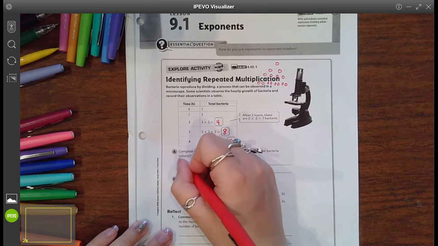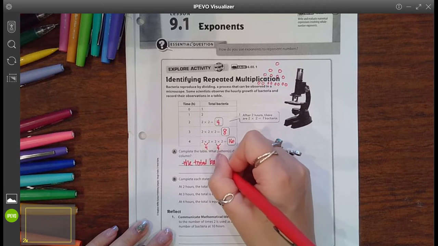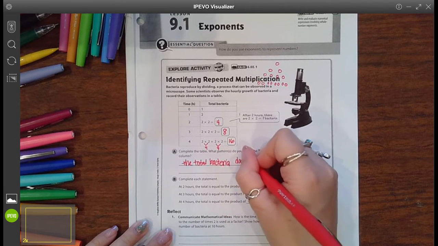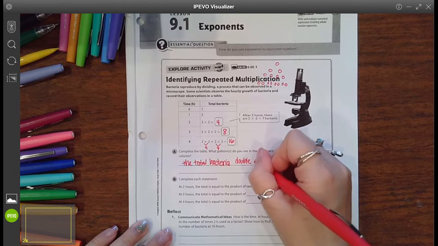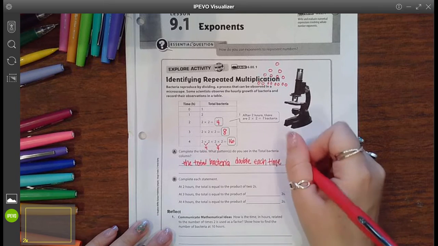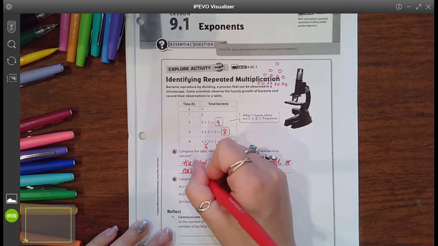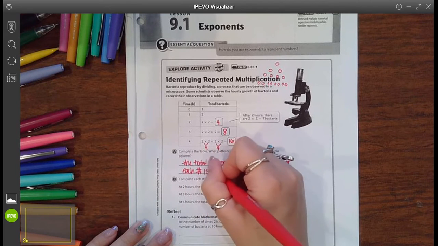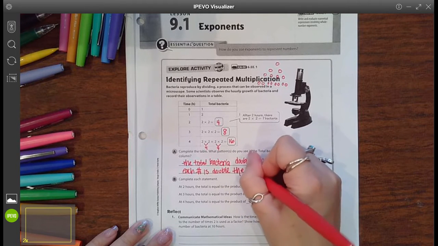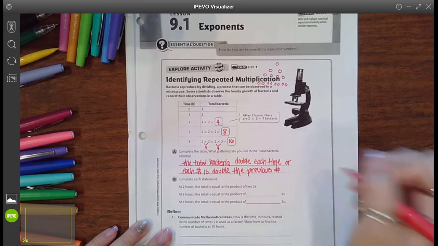So we'll say the total bacteria doubles each time time has passed. Or you could say each number is double the previous number. And if your wording was a little bit different, but it says the same thing, that's totally fine.